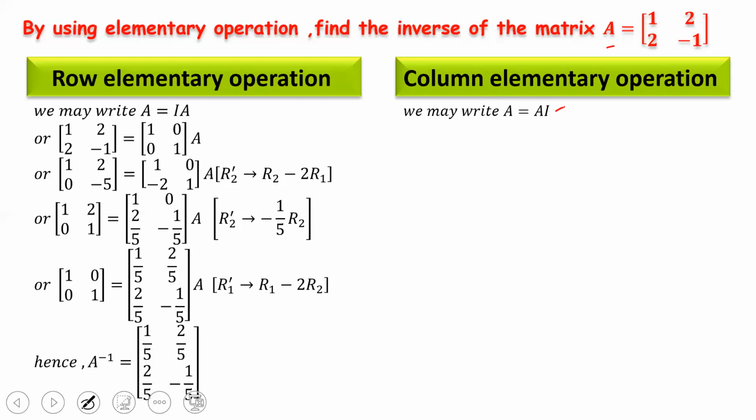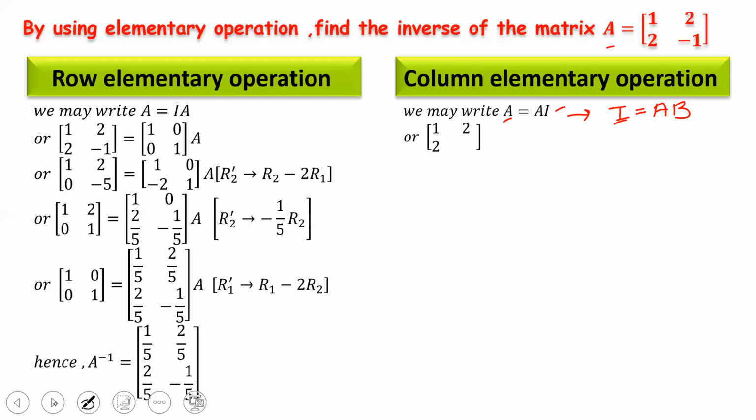Whenever you learn finding the inverse by the formula A inverse equals 1 upon determinant A into adjoint A, that is also interesting. So A equals A into I. We have to make this one identity equal to A into B, which means that A you have to make I.